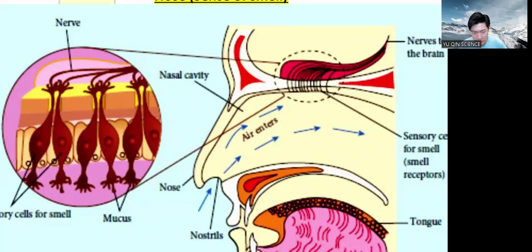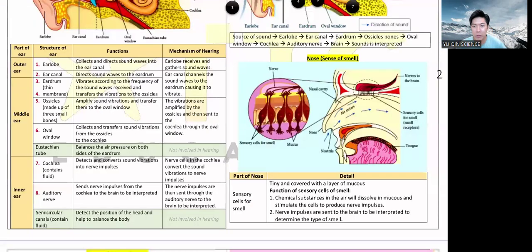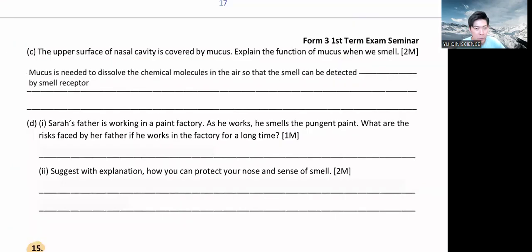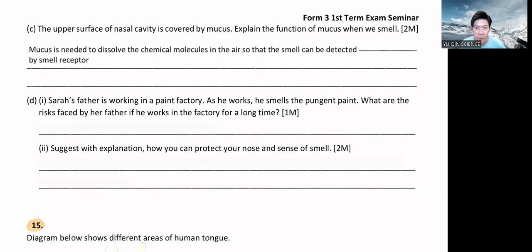So it all works the same. When you have a very strong smell for a very long time, you can damage the receptor. When you damage the receptor, it basically means you cannot smell. But let me see how many marks again. 1 mark only. Okay, so very simple. We just have to say that his ability to smell is reduced, or he may lose sense of smell. So we don't have to say the damage part because it's 1 mark.